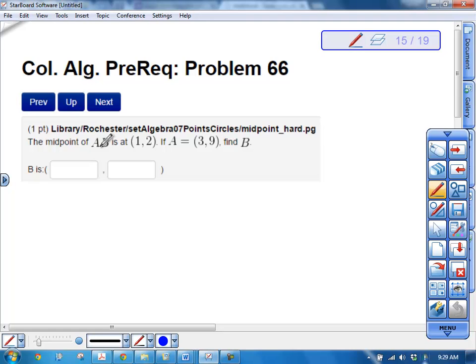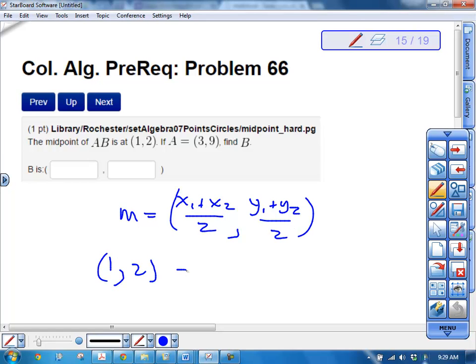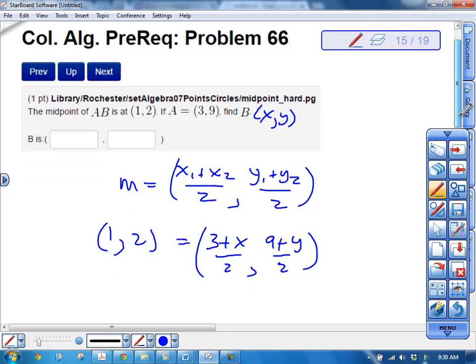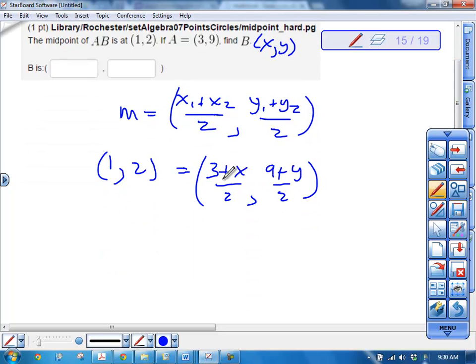Okay, next problem is the midpoint. It says the midpoint of this is 1, 2. So the midpoint formula is x1 plus x2 divided by 2, comma y1 plus y2 divided by 2. So it gives us the midpoint, in this case 1, 2. And it tells us we don't know what b is. We'll call b x, y. So I'll add 3 plus x over 2, comma 9 plus y over 2. And then I only have two missing points, x and y here, to find point b. So we just filled out the midpoint formula.